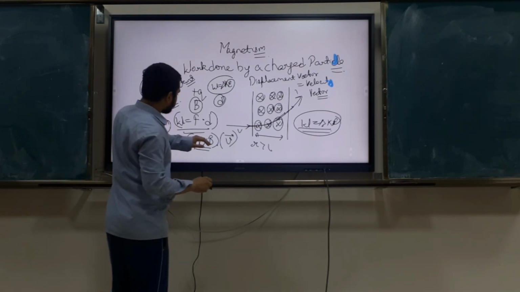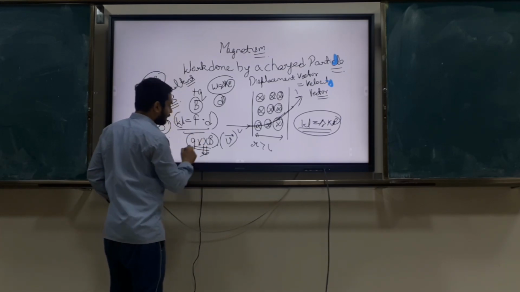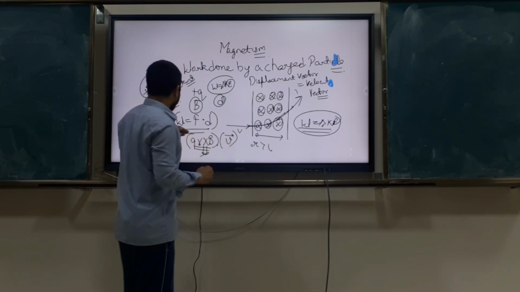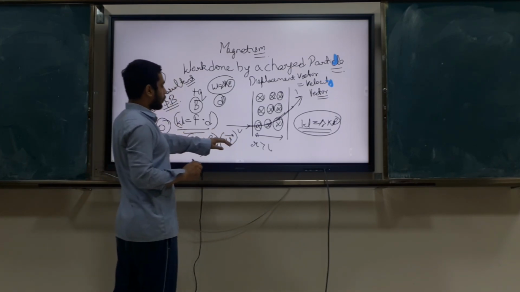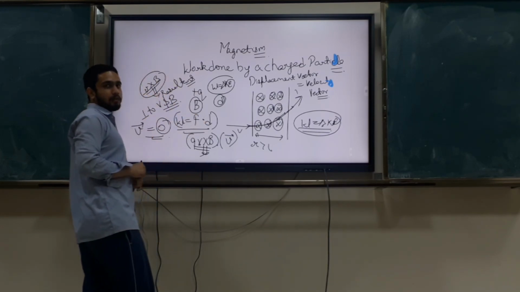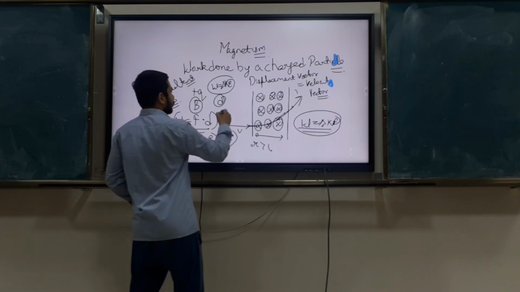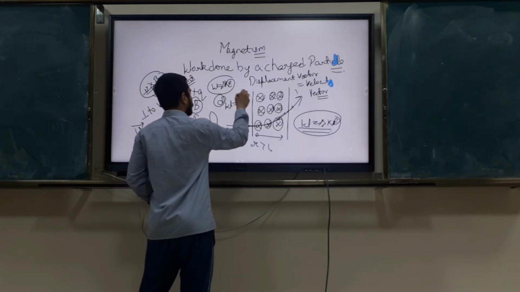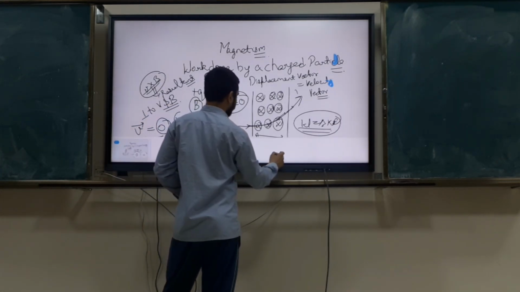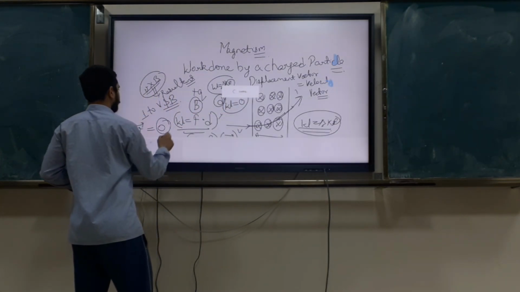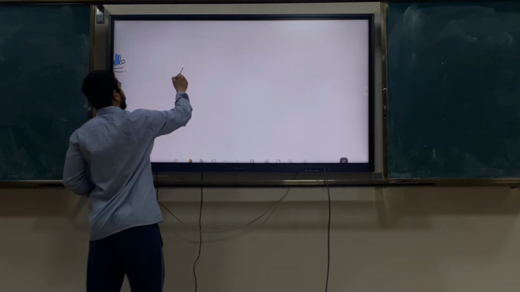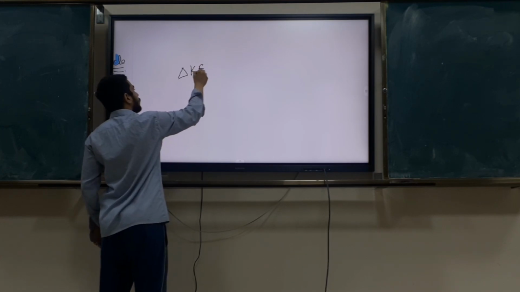So the resultant vector of q v cross B will be perpendicular to the displacement vector, or the velocity vector. So the dot product of the force vector and the displacement vector will be equal to 0. So the work done will be equal to 0, and the change in the kinetic energy will be equal to 0 in this case.